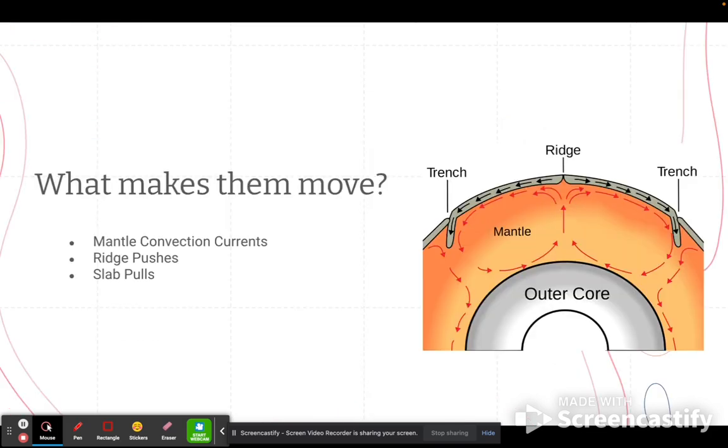What makes them move? Plate tectonics move because of three main reasons. One reason is due to the mantle convection currents. These warm currents carry the tectonic plates and make up the lithosphere underneath the Earth's crust.